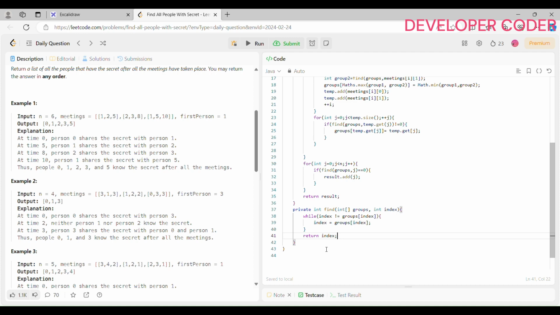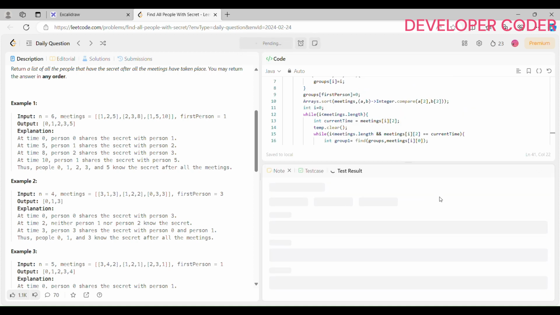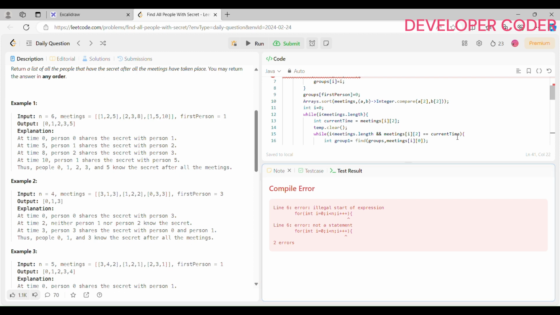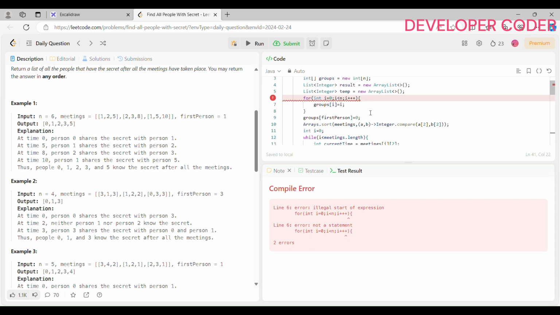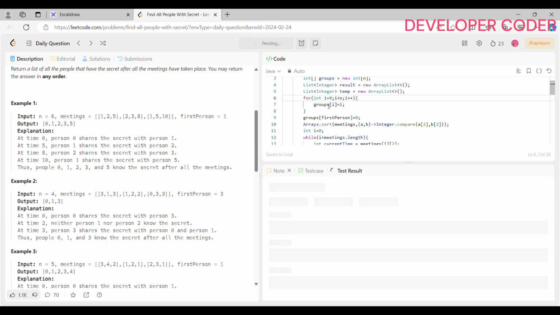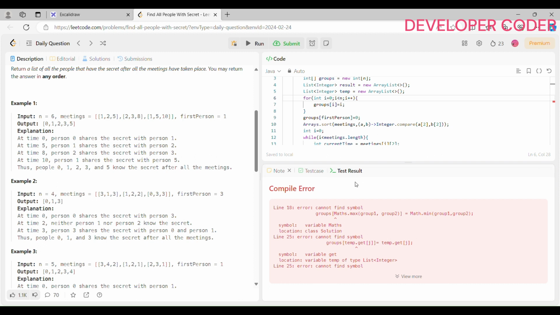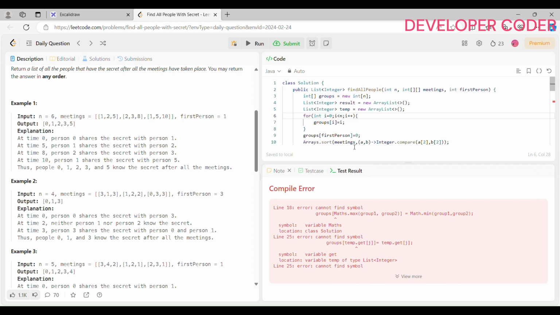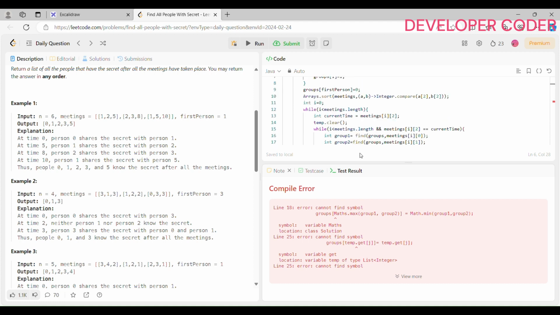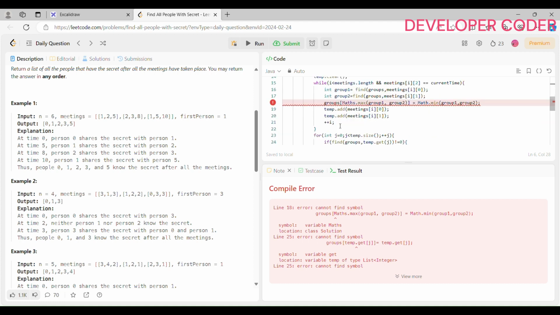Okay, so now let's try to run the code, and definitely I think we are going to commit some mistakes in the spelling. So first is this one, I++. Okay, anything else? Groups cannot find symbol. Groups Maths.max. Okay, I am using Maths, where it is line number 18.